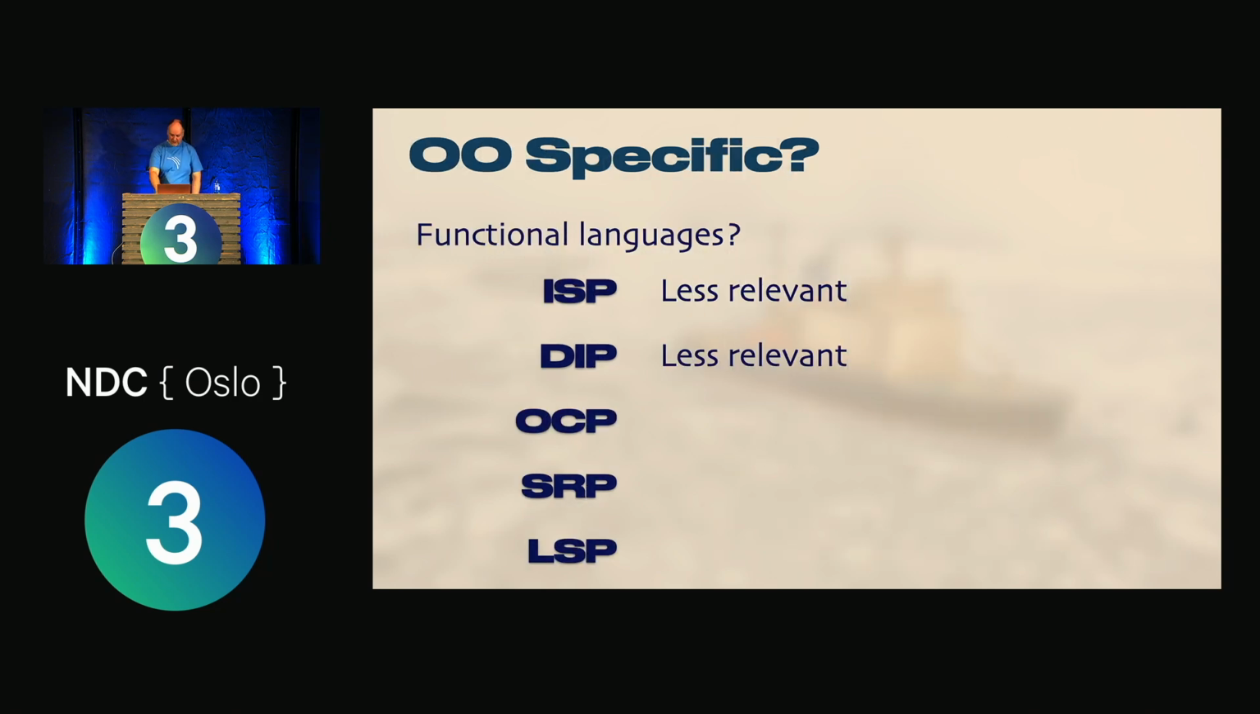What about the OO specific? I think this one has more merit, but actually when you look into it, maybe less so. So I've put that ISP, DIP are maybe less relevant to a functional language, although I think the first time I gave this talk I got a little bit of pushback on that, and somebody said that the dependency inversion principle is actually still very, very useful in a functional language.